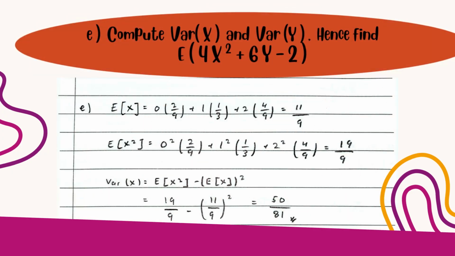For question E, we have to find the mean of x first, and after that we will get the mean as 11 over 9. And after that, we have to find the value of E bracket x squared, and we will get 19 over 9. To find the variance, we have to plug into this formula, and we will get the answer as 50 over 81.